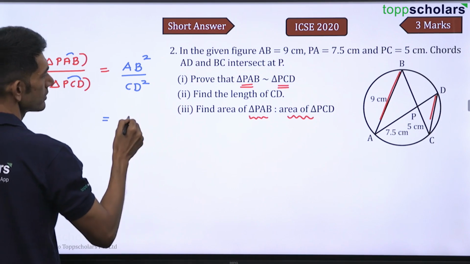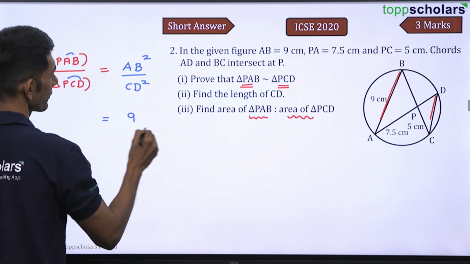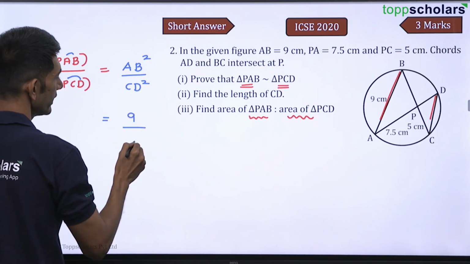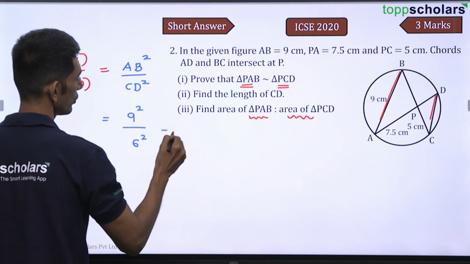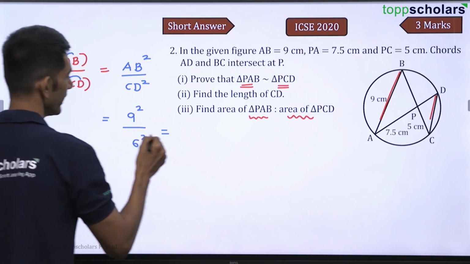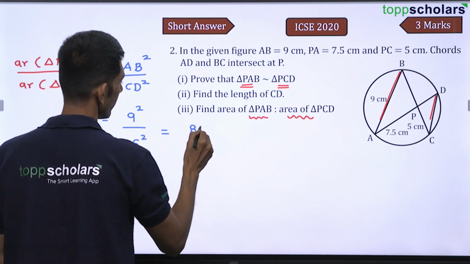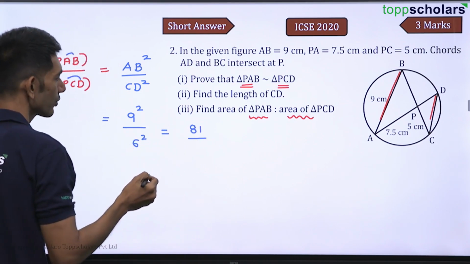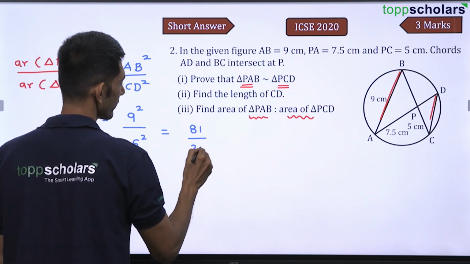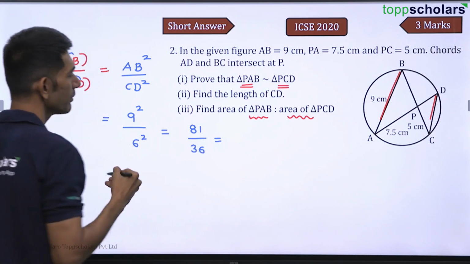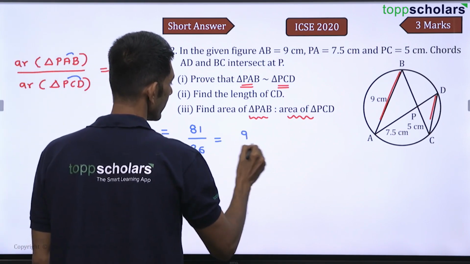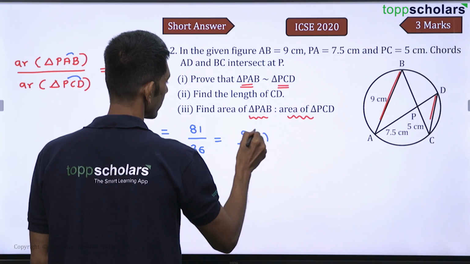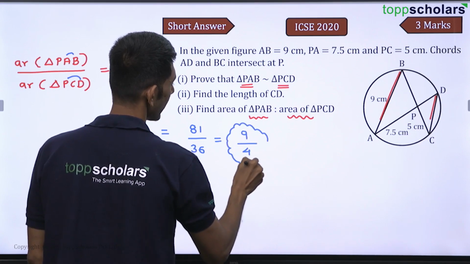AB is how much? AB is 9. CD is how much? CD, if you recall, is 6. So I'll have 9 square by 6 square. So 9 square is how much? 9 square is 81. How much is 6 square? 6 square is 36. Both of them are divisible by 9, correct? 9 9s are 81, 9 4s are 36. So the answer is 9 by 4.